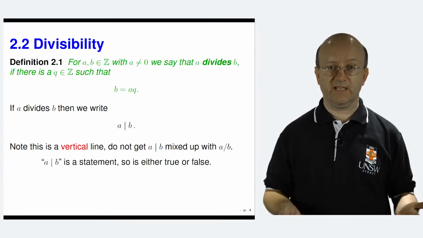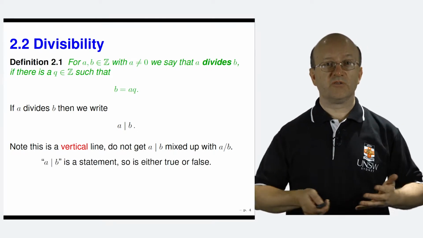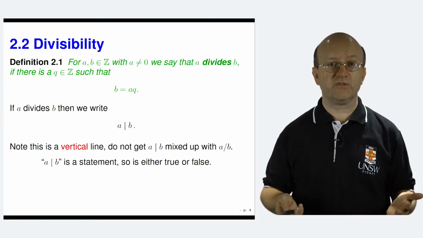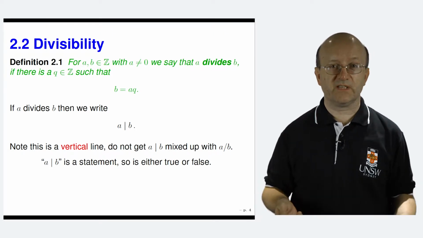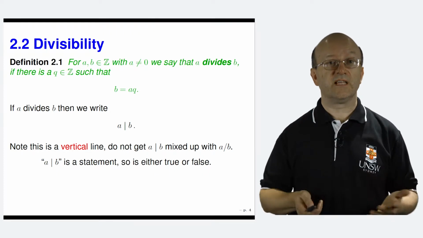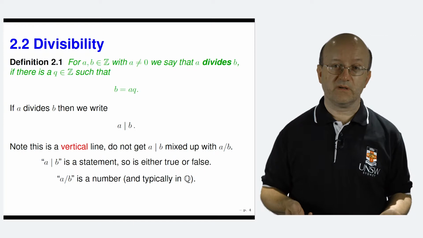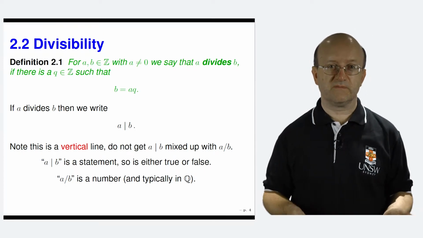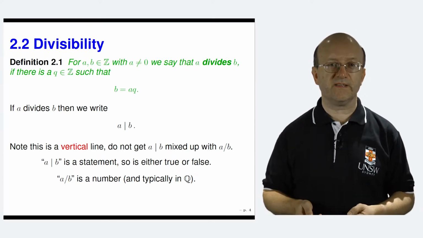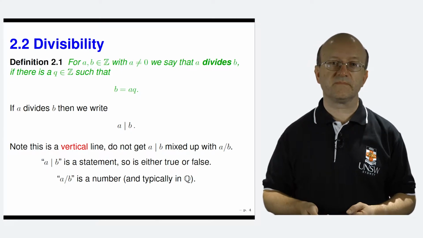A divides b is a statement. It's either true or false. 2 divides 12 is a statement, and it's a true statement. 7 divides 12 is another statement, and it's false. So they're statements. A divides b is a statement. A over b is typically a number, and it's usually in rationals, of course. Make sure you don't get these wrong. Read them the right way around.